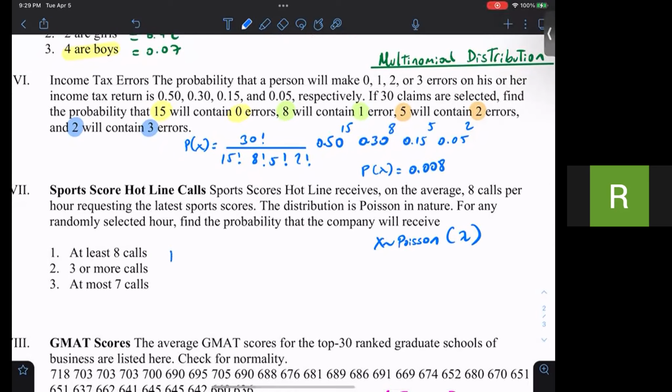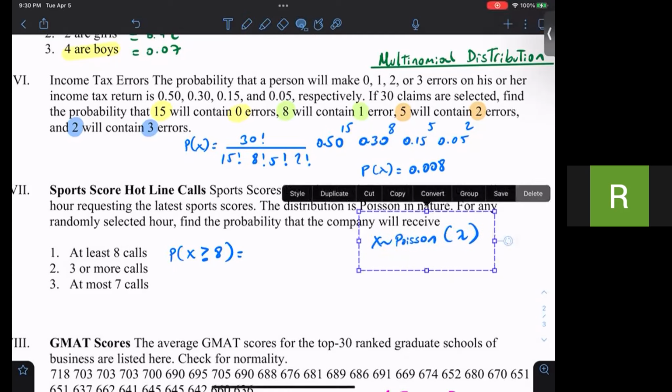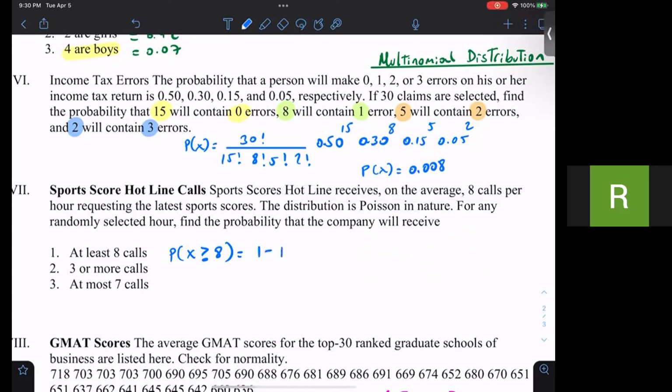So at least 8 calls implies this. At least 8 calls means you can use the complement in this case. It's going to be long anyway because they're asking you for at least. That's the reason I give you all this time to practice by yourself. I was assuming that you should be able to do these problems if you read the slides. So here they say at least 8, so we can take the complement. X is less than 8.